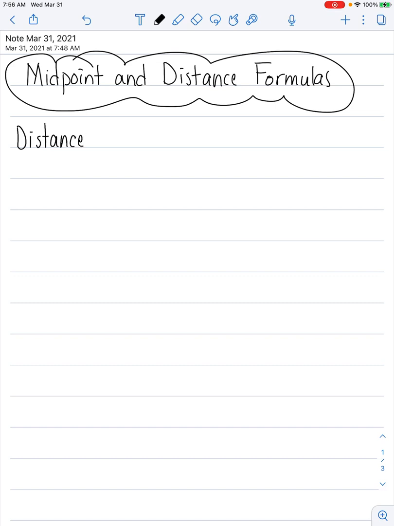Your distance between 2 points is also the length of the line between 2 points, or how long it is. Just so you understand what we're actually finding. So we're finding how long a line is.